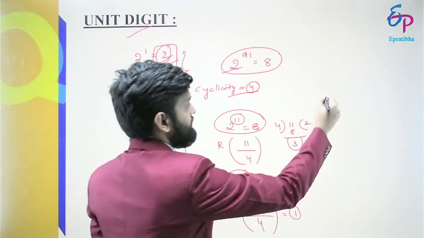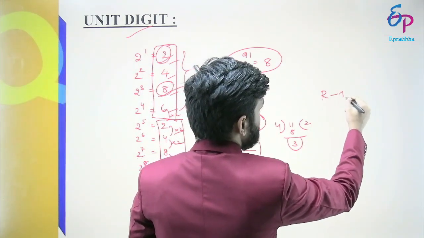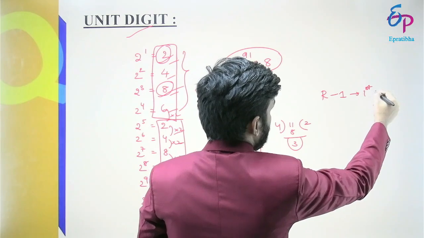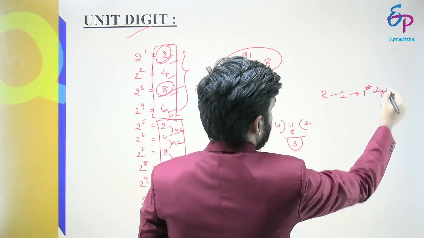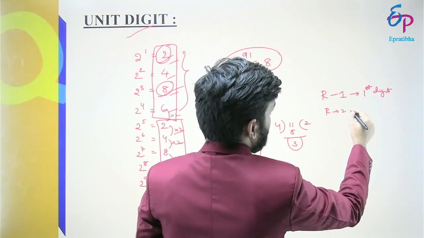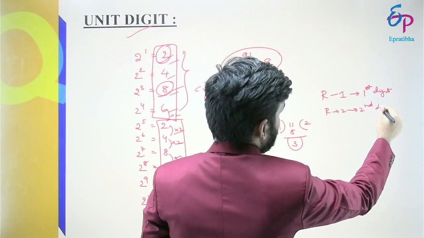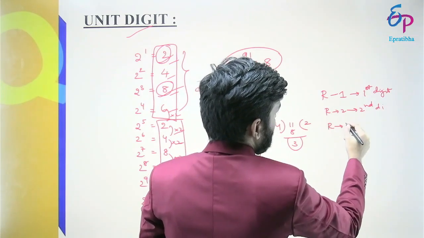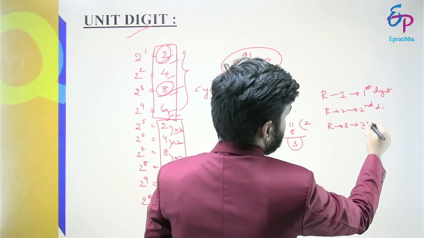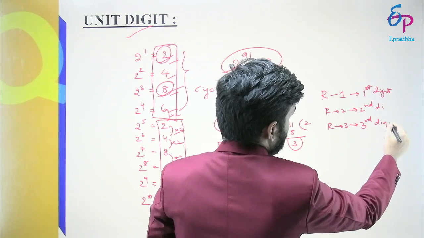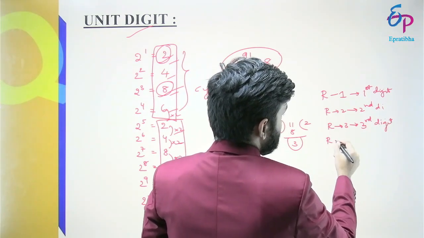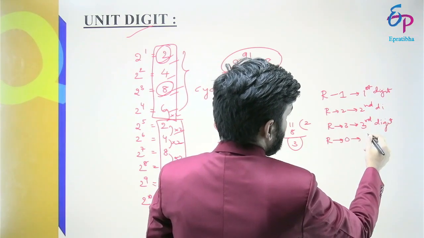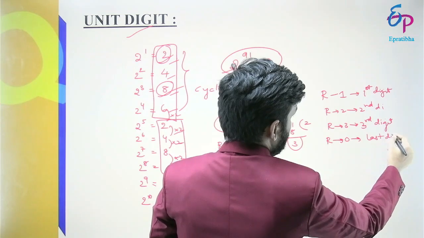If the remainder is 1, you have to take the first digit. If the remainder is 2, you have to take the second digit. If the remainder is 3, you have to take the third digit. If the remainder is 0, then you have to take the last digit of the cycle.